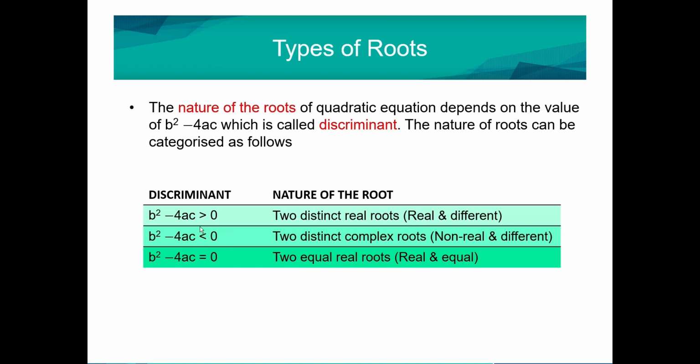If the number is less than 0, your equation has two distinct complex roots. So they are non-real and different. If the value is 0, that means you have two equal real roots. So the two roots are equal and real, which means you just have one real root. For example, x equal to minus 1.